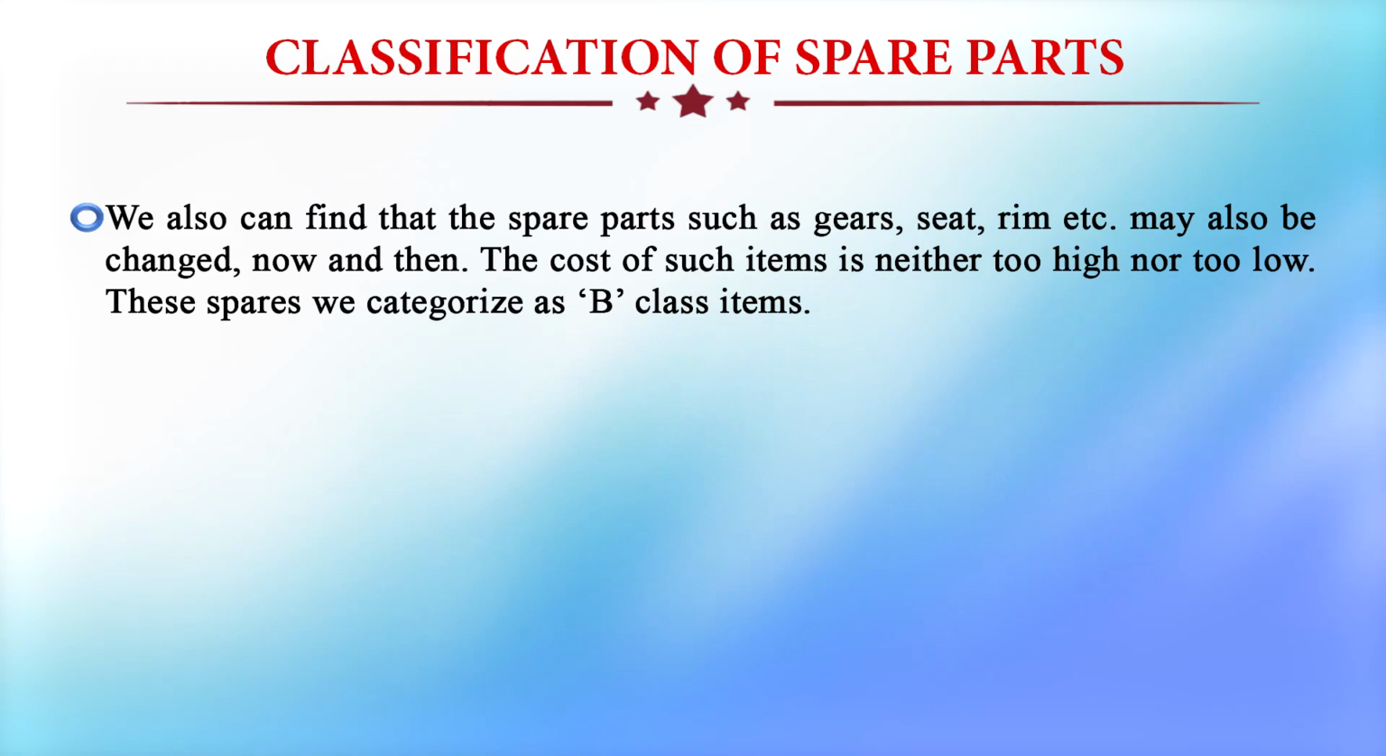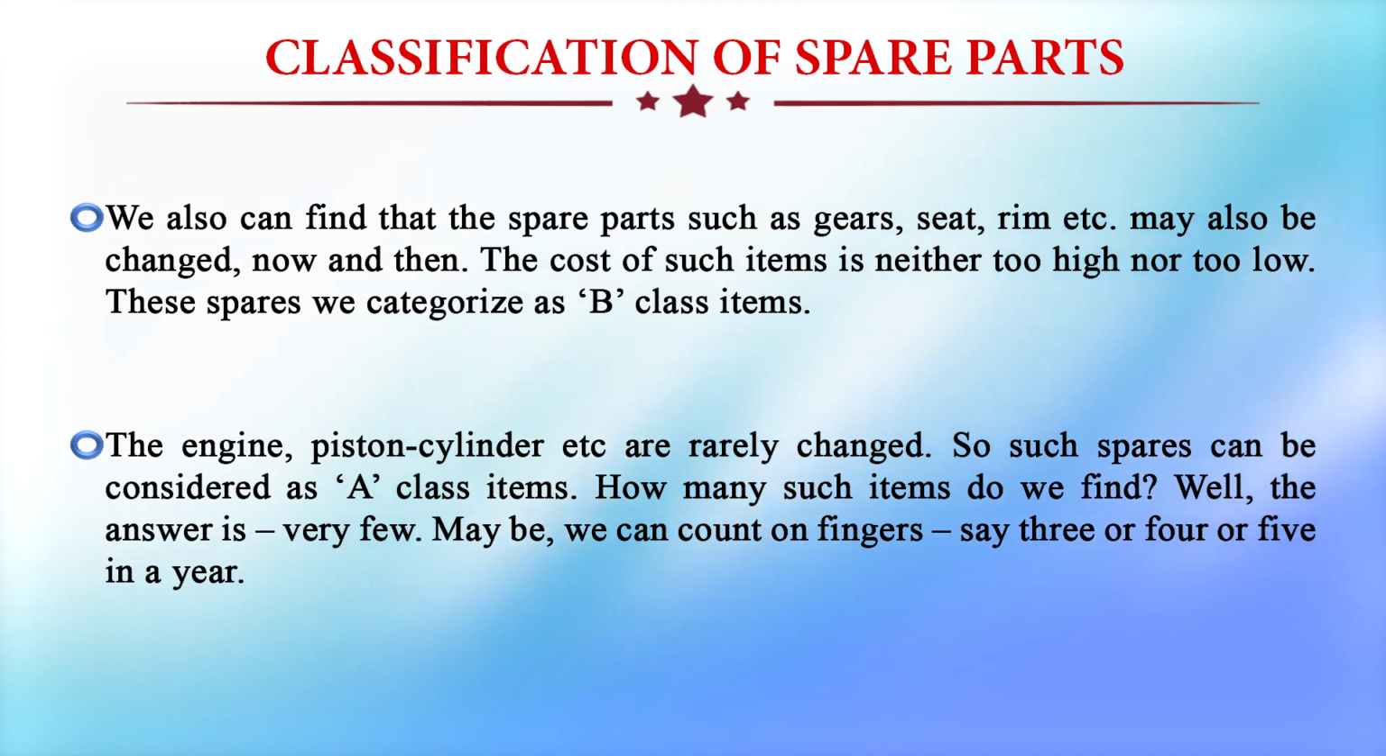We can also find that spare parts such as gears, seat, rim, etc. may also be changed now and then. The cost of such items is neither too high nor too low. These spares we categorize as B class items. The engine, piston, cylinder, etc. are rarely changed, so such spares can be considered A class items.